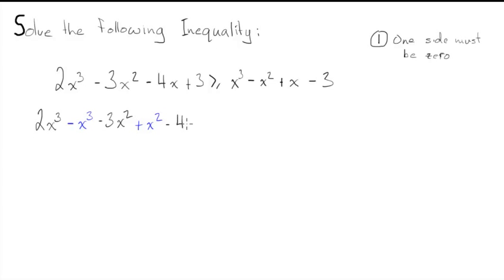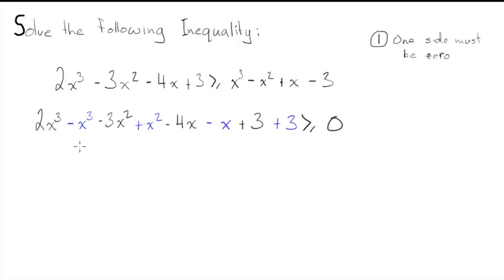Minus 4x, and then we'll have to subtract x from both sides. And then we have plus 3, and then we'll have to add 3 to both sides. Okay. On the right side, we'll then have 0 because we subtracted this, added this, subtracted this, added this.